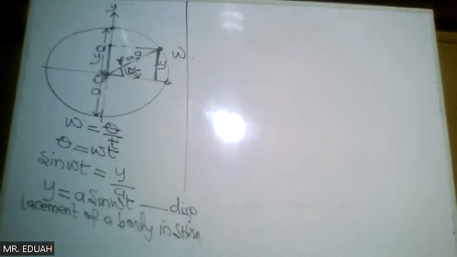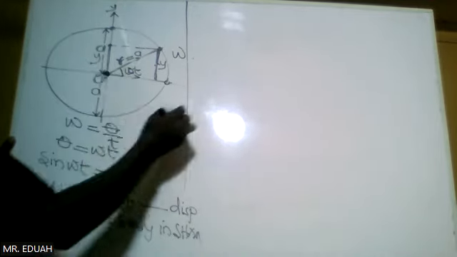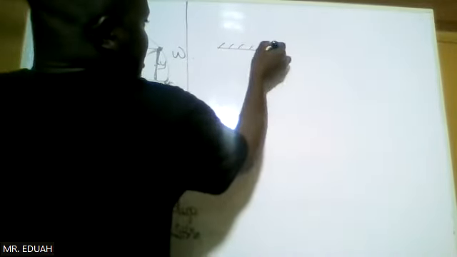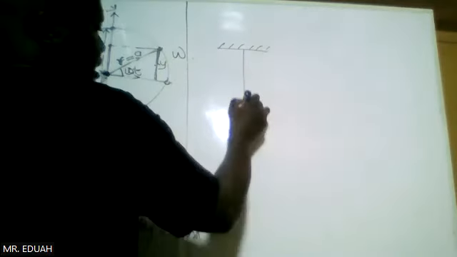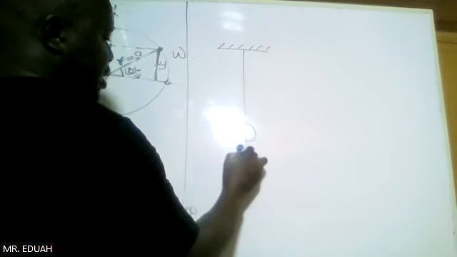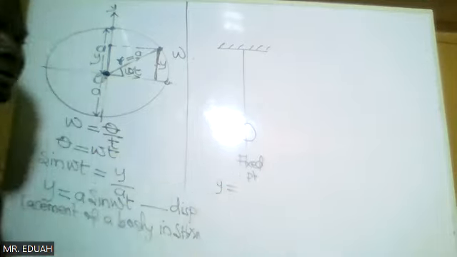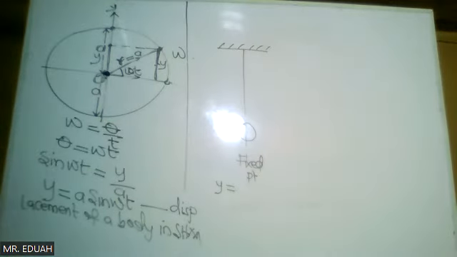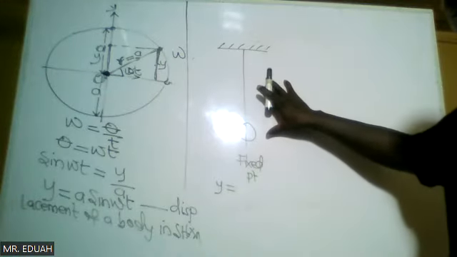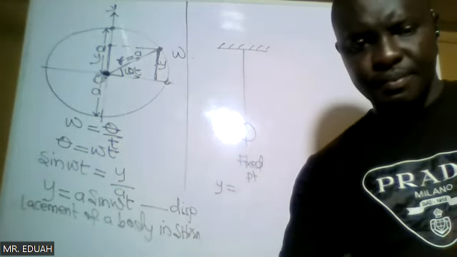Now, class, when the body is oscillating and it's just at the center, it's like a simple pendulum where the pendulum bob is just at the fixed point, the origin, or the equilibrium position. What is its displacement y? At this position of the bob, what is the body's displacement y? Yes, 0.